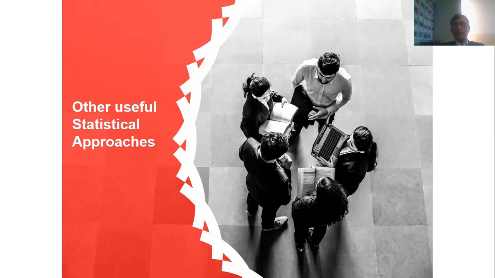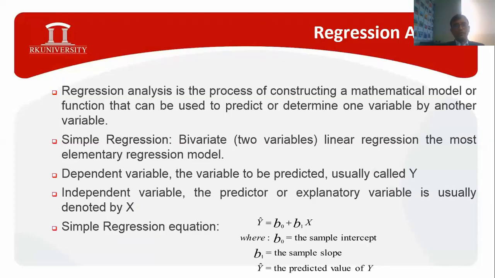So let us first start with regression analysis. Regression analysis is basically a process of constructing a mathematical model or a function that can be used to predict or determine one variable with the help of another variable. If we take an example of simple regression, there are two variables. One is called the dependent variable and the second is called the independent variable. In simple regression, we try to develop a mathematical model where with the help of the values of the independent variable, we try to predict the value of the dependent variable.